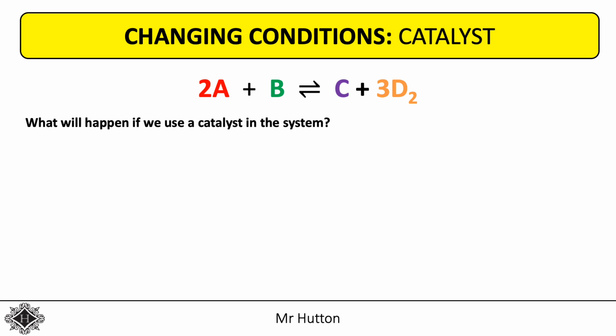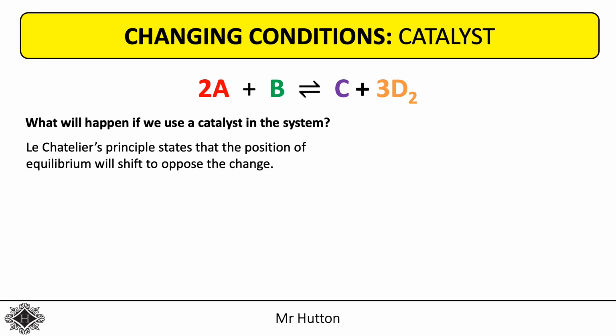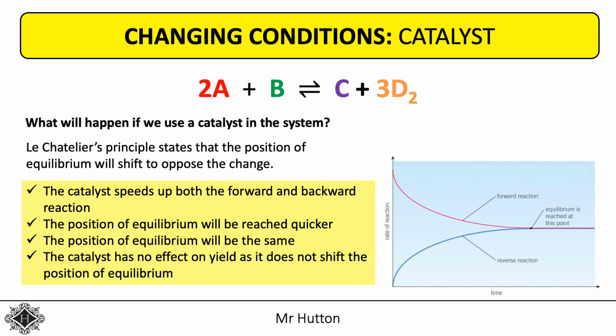Right, changing conditions, catalysts. So we've got the same reaction here, 2 moles of A plus B gives us a mole of C plus 3 moles of D. So if we use a catalyst in the system, remember Le Chatelier's principle states the position of equilibrium will shift to oppose a change. Now we've not really changed anything here, we've just added something in. So the catalyst will speed up both the forward and backward reaction. So the position of equilibrium won't change. There is no shift in that position of equilibrium. What happens here is that position of equilibrium is reached much more quickly.